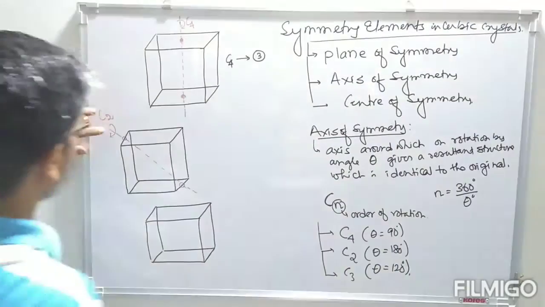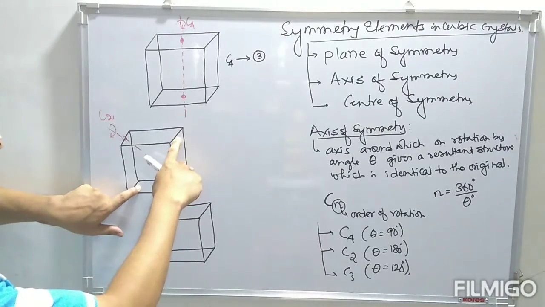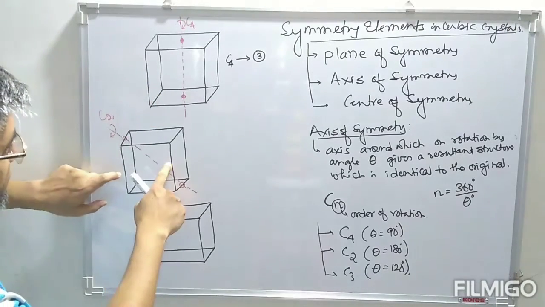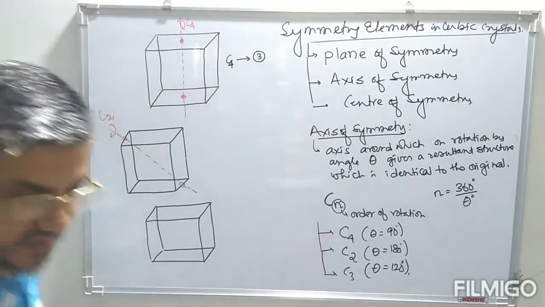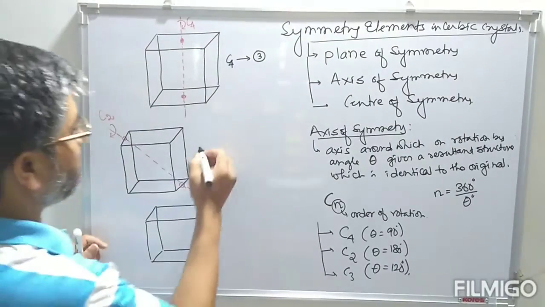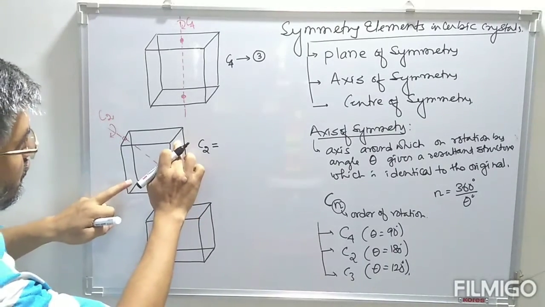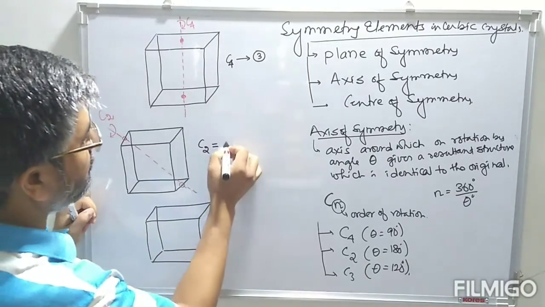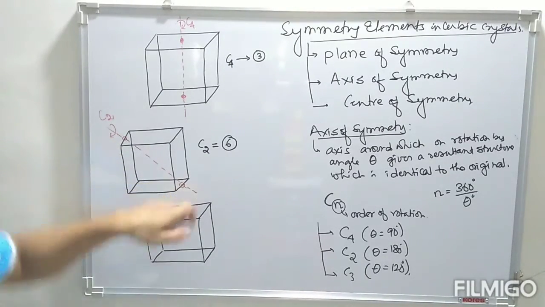So look at this. We can have this axis, we can also have this axis, this axis, this axis, and this one and this one. So how many C2 axes are present in a given cube? 1, 2, 3, 4, 5, 6. The total number of C2 axes in a perfect cube is 6. These pass through the centers of diagonally opposite edges.